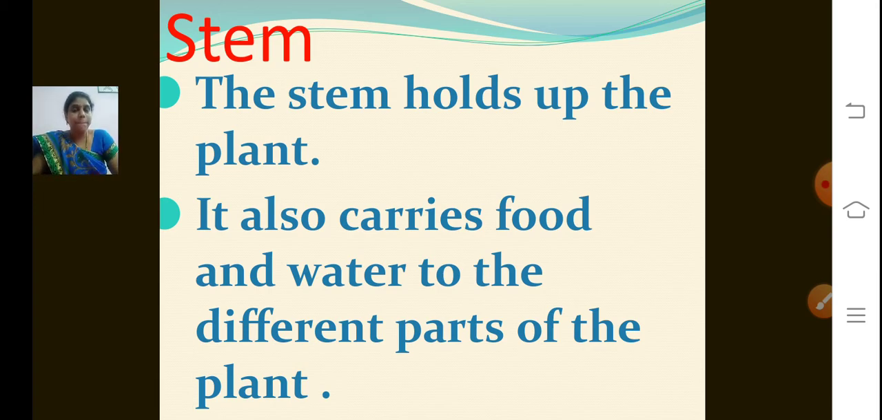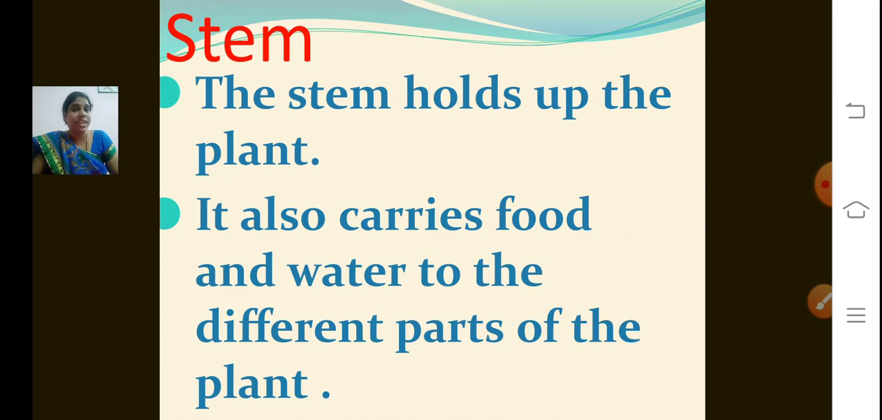The stem holds up the plant. Which is holding the plant now? So I'm holding, right? Like this. Stem. Very good. So this fixes into the ground, root, and this stem, what is the function of this? The stem holds up the plant. It also carries food and water to the different parts of the plant.